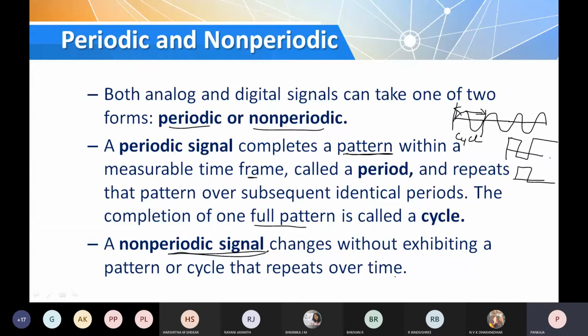So these are periodic and non-periodic signals. Periodic means there will be a particular pattern, for example a cycle that repeats over a period of time. That pattern is going to repeat for the remaining time. But in case of non-periodic, it does not have any particular pattern.